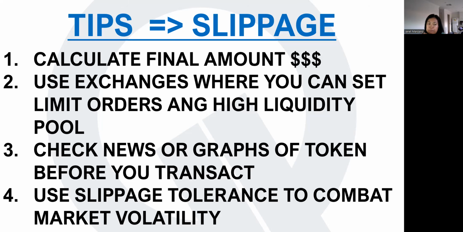Number 3, you need to check news or at least the graph. I use CoinMarketCap to check if there are big fluctuations of coins. You can set it to 24 hours or days, just to check if there's a big fluctuation of coins before you transact.